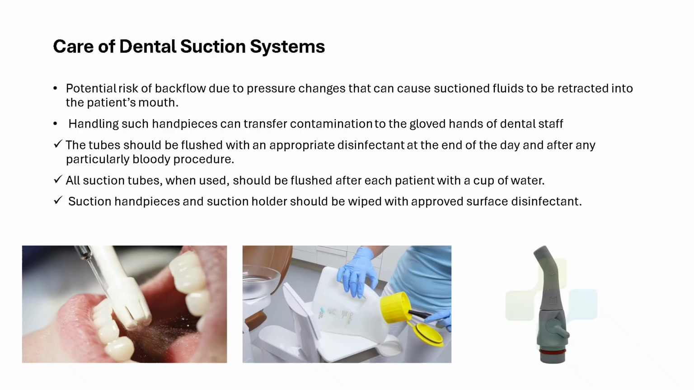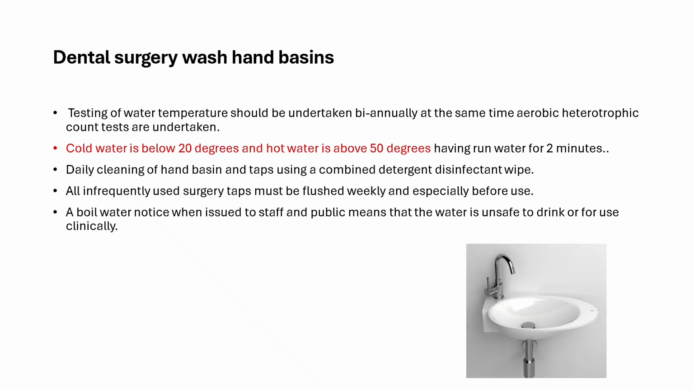In case there is blood in the tubes, it's best to flush with a disinfectant. The suction handpiece should be wiped with a disinfectant and it should be removed frequently and sterilized. And at the end of the day, it's important to flush these suction tube water lines with a disinfectant.